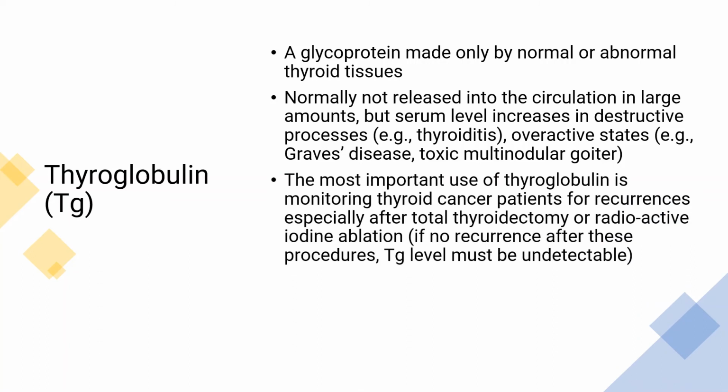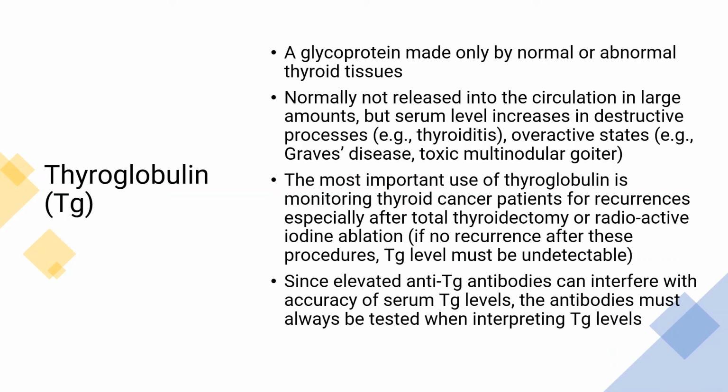The most important use of thyroglobulin is monitoring patients after treatment for thyroid cancer, because the treatment is usually total thyroidectomy or radioactive iodine ablation of the thyroid gland. So normally after this treatment, the thyroglobulin level should be 0. If there is any recurrence after these procedures, the undetectable thyroglobulin becomes detectable. Then it indicates the patient is getting recurrences.